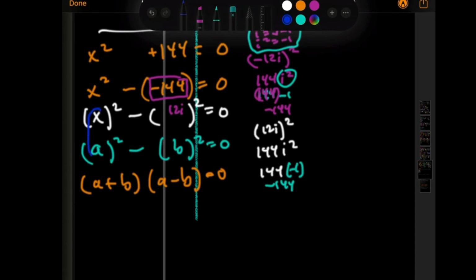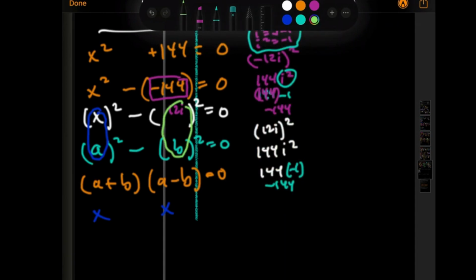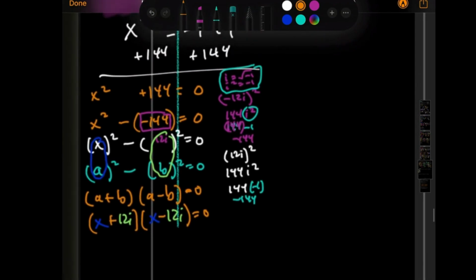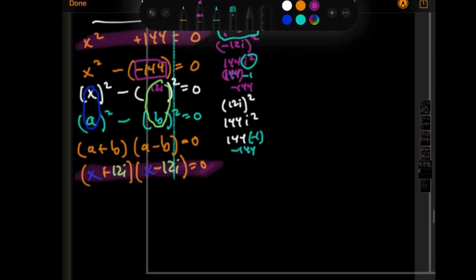Okay, so my a value is now x. And my b value is 12i. So b value, 12i, and then you kind of go through in here. So what we've done so far is we factored x squared plus 144. Let me highlight that for you. We factored it here to equal this, okay? And then now we just need to solve it.